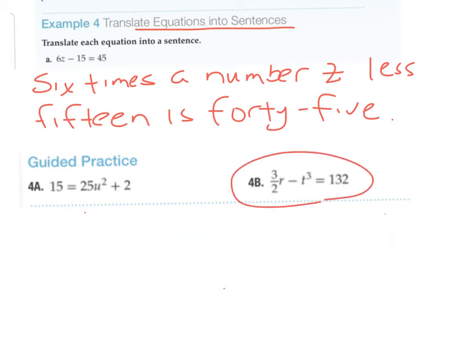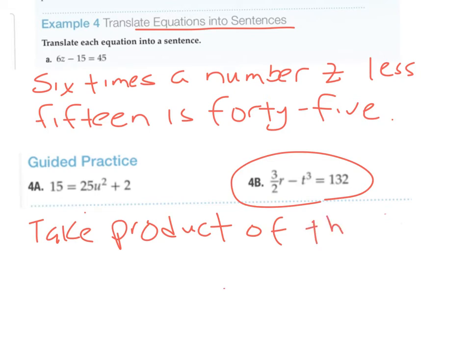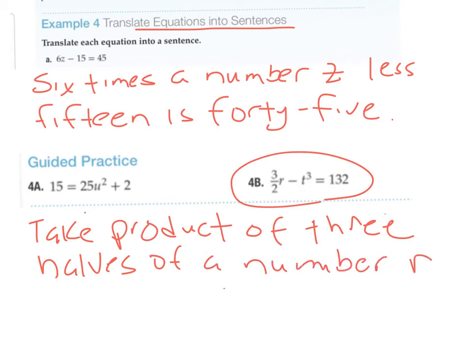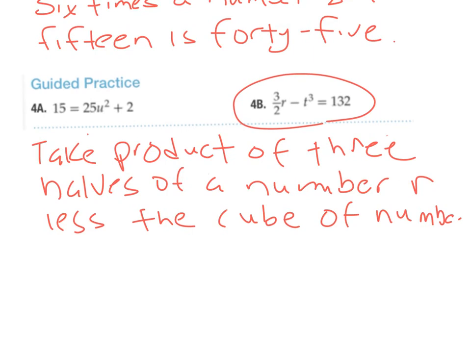Let's look at this problem, which is highly complicated. So we're basically going to take the product, meaning multiplication, of 3/2, actually the product of 3/2 of a number r, less, meaning subtract, the cube of a number t is 100 32.